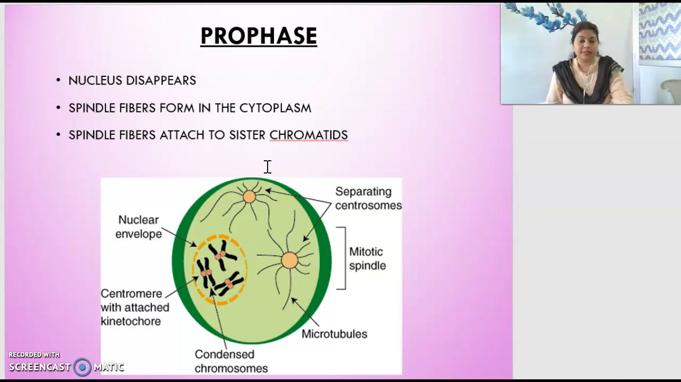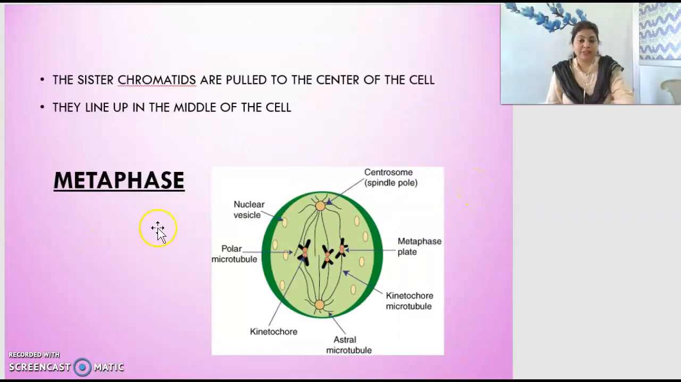In the prophase, the nucleus disappears. As you can see, the nuclear envelope is disappearing. The spindle fibers form in the cytoplasm. The spindle fibers attach to the sister chromatids. They are preparing for division. In the metaphase stage, the sister chromatids are pulled to the center of the cell. They line up in the cell at the equator plane.